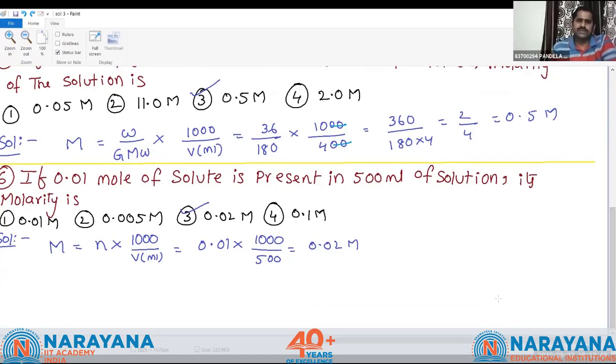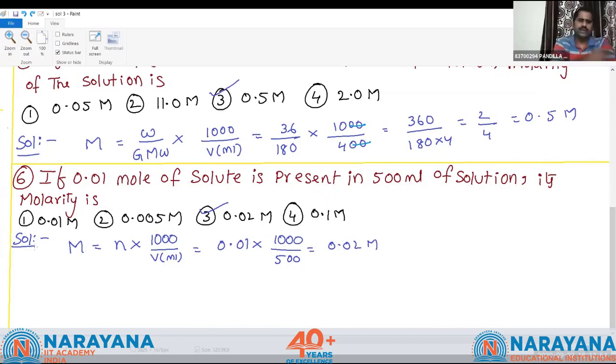For number 6, please observe the question related to molarity only. 0.01 mole of solute is present in 500 ml of solution. Its molarity is equal to number of moles n into 1000 by V. I substitute the values of number of moles and volume. We got 0.02. The third option is correct.